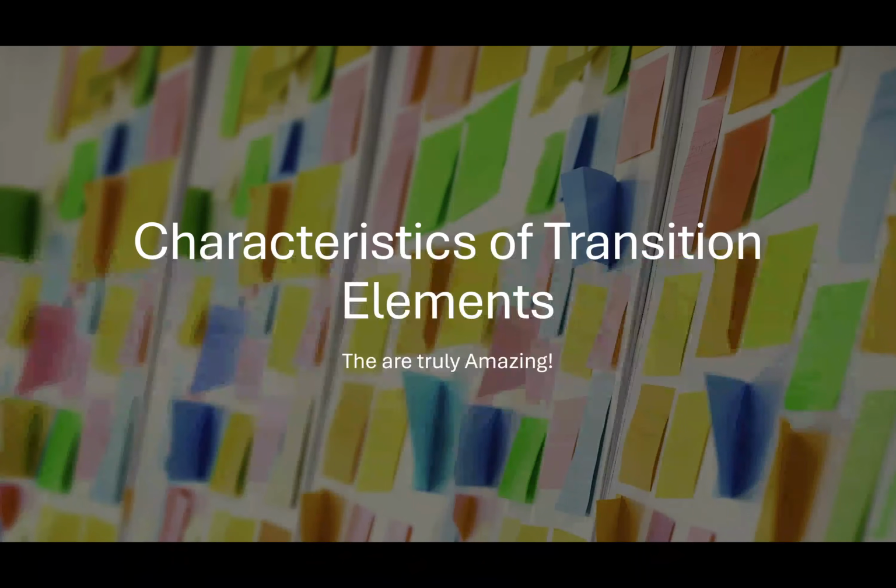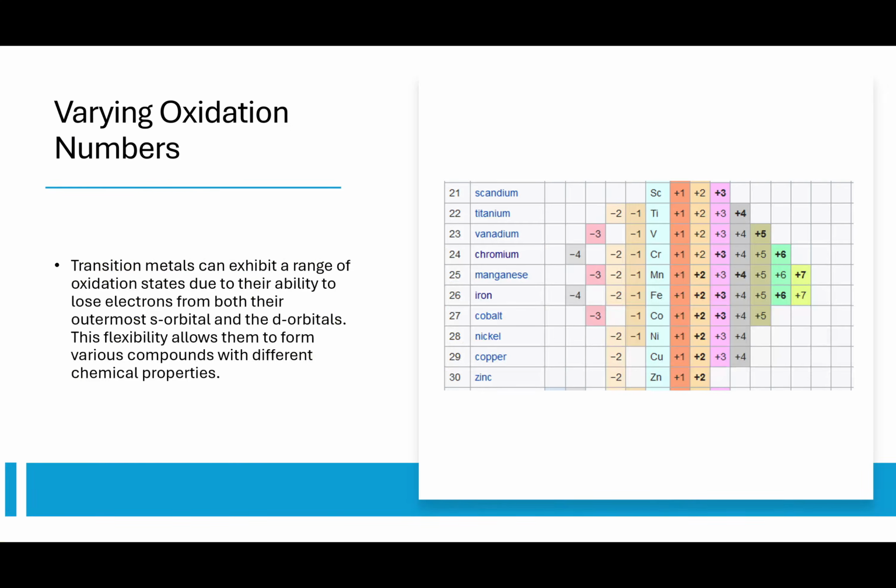Okay. So the characteristics of our transition elements. As I said, these elements are truly amazing. These transition elements have varying oxidation numbers, varying oxidation states, as opposed to our calcium that possesses a stable oxidation state of 2 plus, and we see it as 2 plus forever and ever, amen. The majority of the other metals within the D block possess multiple oxidation states that are stable.